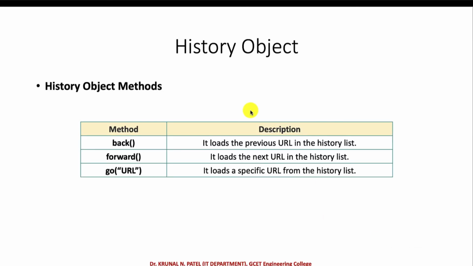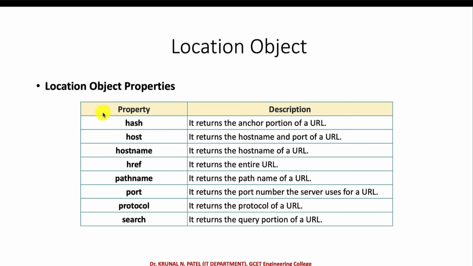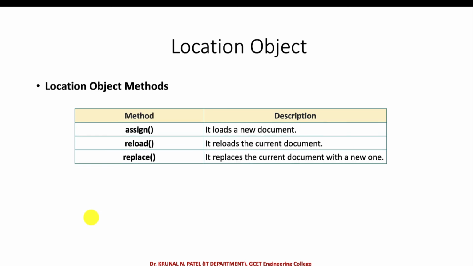The next is the location object. The location object is again a part of the window object. We have already discussed the window.location property. It contains the current URL information. Apart from that, it has some predefined properties like hash, host, which returns the host name, href, the URL, pathname, port, protocol, and also the search property, which returns the query portion of the URL. These are the inbuilt properties we have regarding the location object.